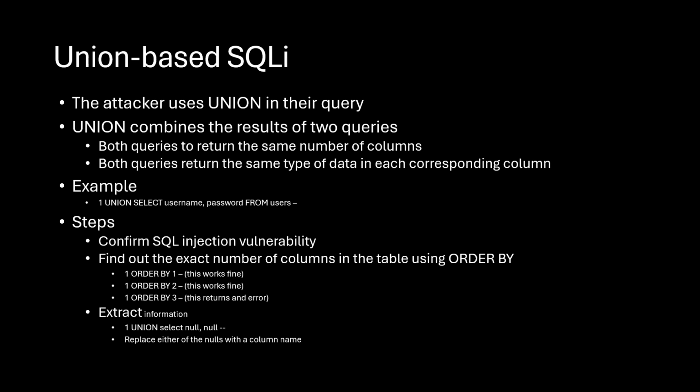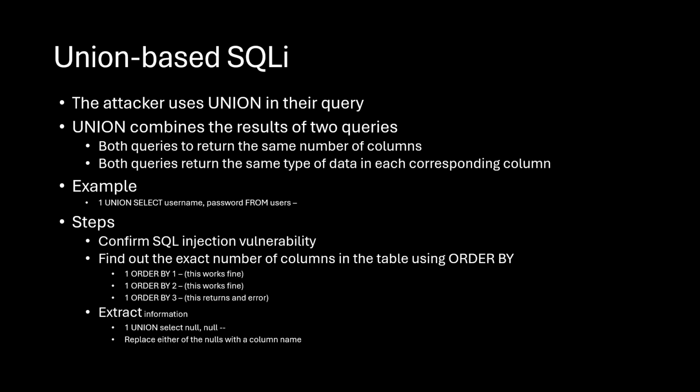Let's move on to the union-based SQL injection. Let's first discuss what union is. Union is used to combine the results of two SQL queries, which normally are select queries. There are a few conditions for union queries to work. First, the two queries should return the same number of columns, and second, the type of the data returned in each column should be the same as the corresponding column in the other select query.